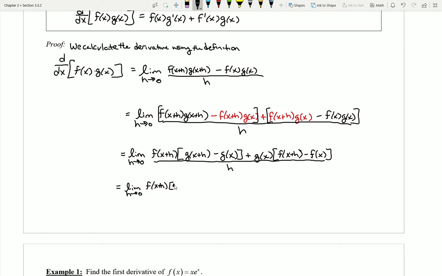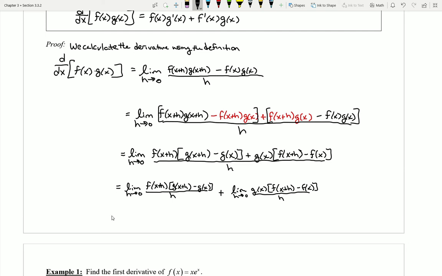So let me go ahead and write this out. Here's the limit of my first fraction plus the limit of my second fraction. So this would be g of x times f of x plus h minus f of x over h. Well, if I can evaluate each of these individual fractions, this should be pretty easy to simplify all the way down.